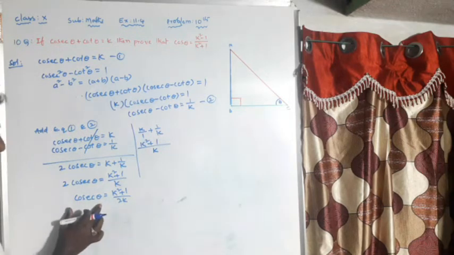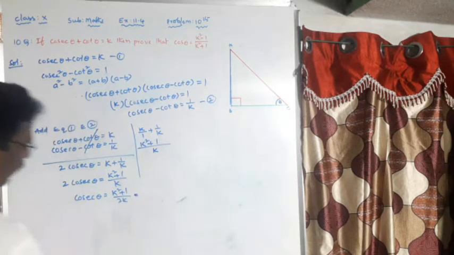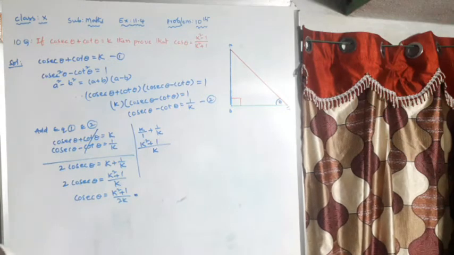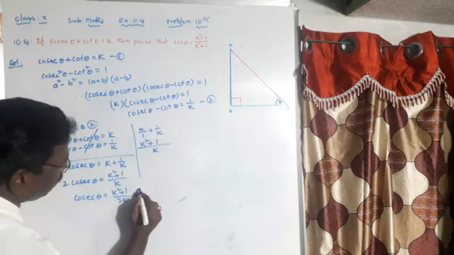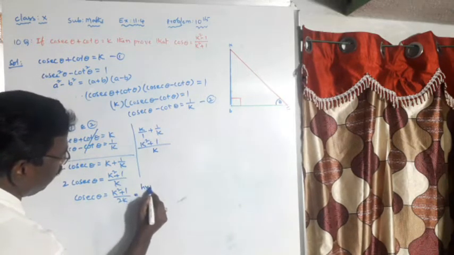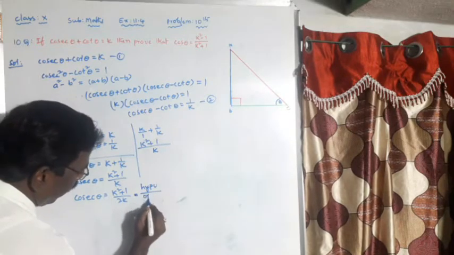Now here cosec theta you got. What is the ratio of cosec theta? That is, cosec means 1 by sine. What is the ratio of sine? Sine theta is equal to opposite side by hypotenuse. Now hypotenuse will come up and opposite will come down. This is cosec theta is equal to hypotenuse by opposite side.